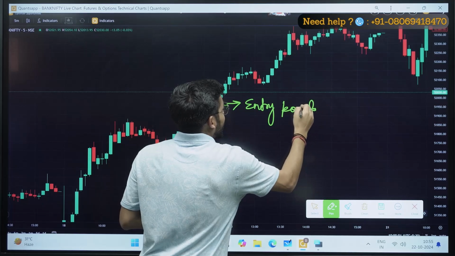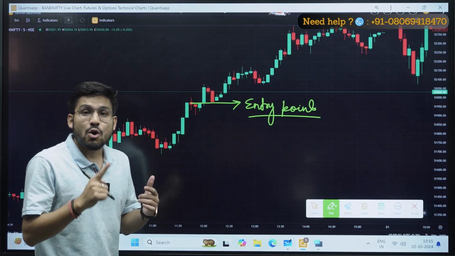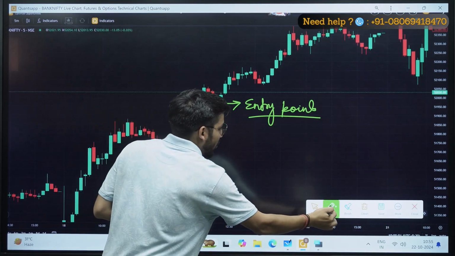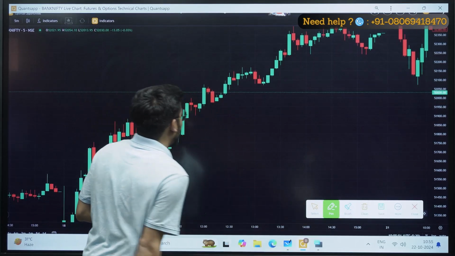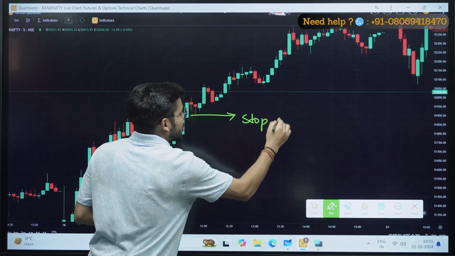Okay, then the fourth point is what should be my stop loss. Now for the stop loss, always go for the lower of the swing. So this is my swing low, right? You can see this is my swing low. Now the lower point of this swing low should be my stop loss, right? It should be my stop loss.